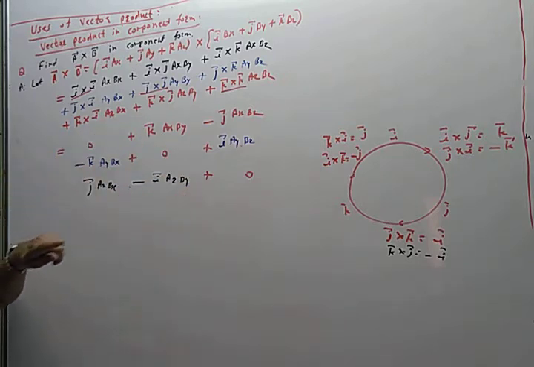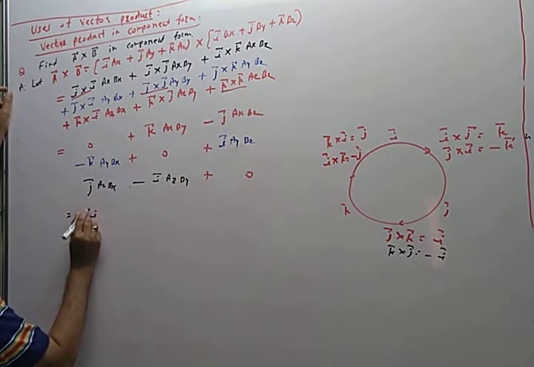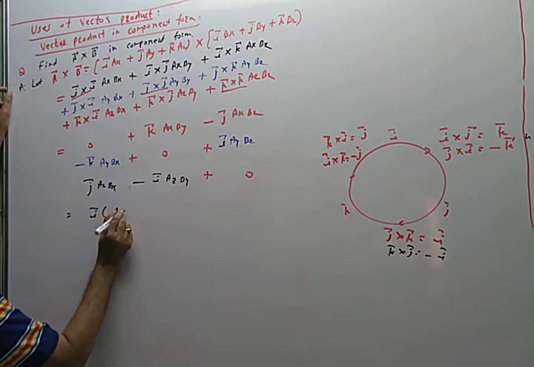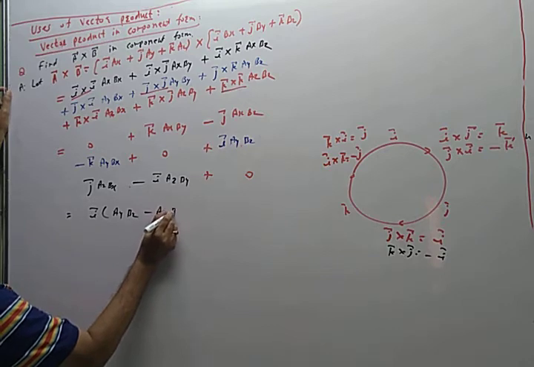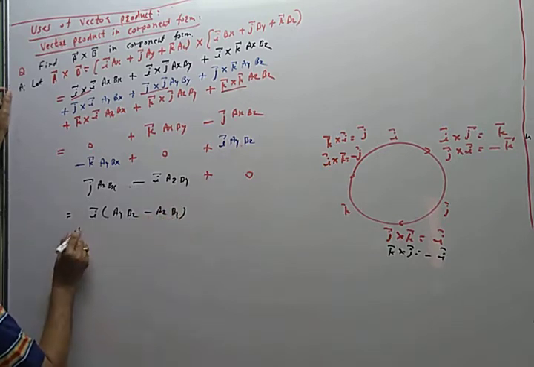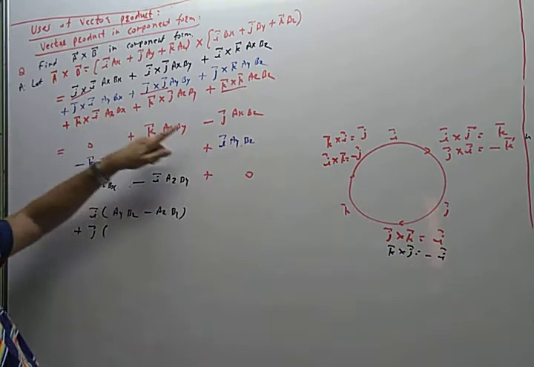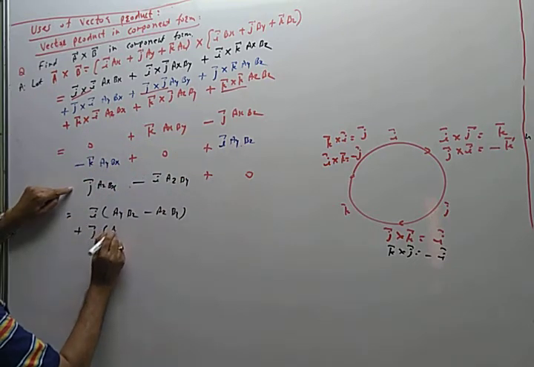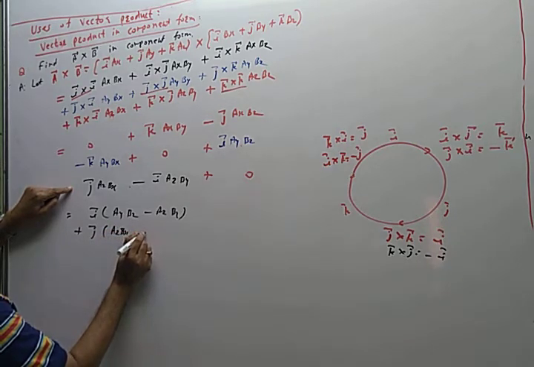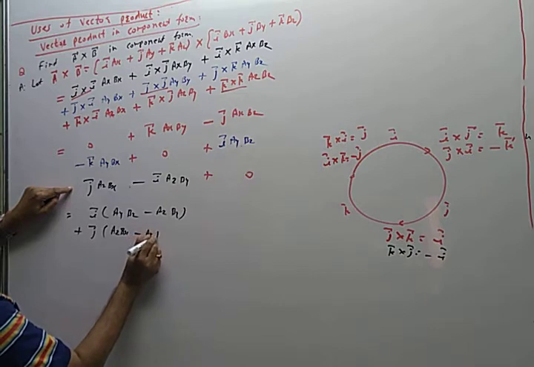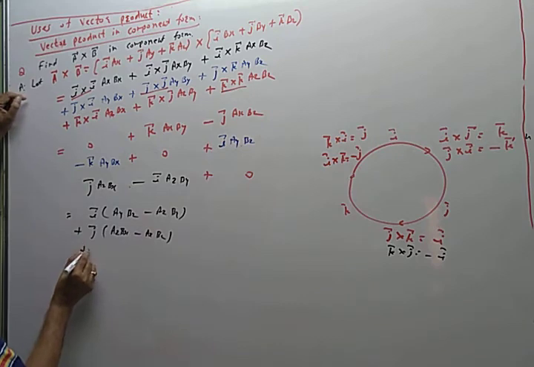So first we will write down the terms of i. So this is equal to unit vector i times Ay Bz minus Az By, plus j. Now collect the terms of j. So j is equal to, this is positive, Az Bx minus Ax Bz, and the last terms are for k.